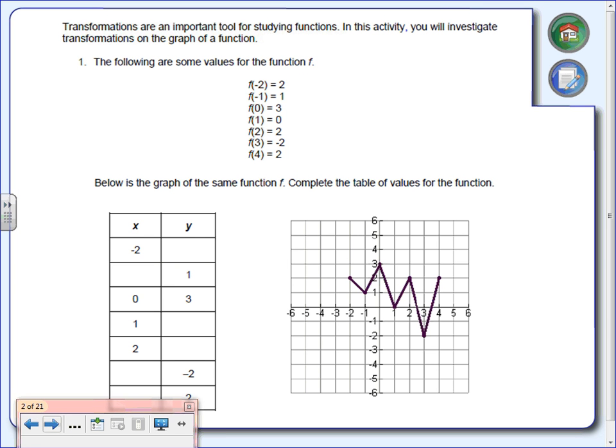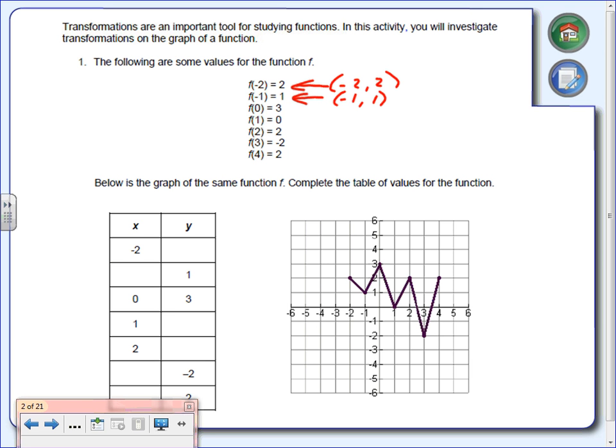It says the following are some values of the function f. They've given me f of negative 2 is equal to 2, f of negative 1 is equal to 1, f of 0 is equal to 3, and so on and so on. Now, if you recall, back I think it was the first week of school, we said that we could write function notation like this, or we can also write each and every one of these as points or ordered pairs. How would I write the first one, f of negative 2 equals 2 as an ordered pair? Negative 2, 2. What about the second one? How could you write that one as an ordered pair? Negative 1, 1.